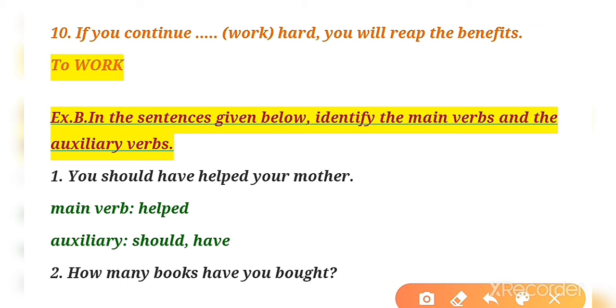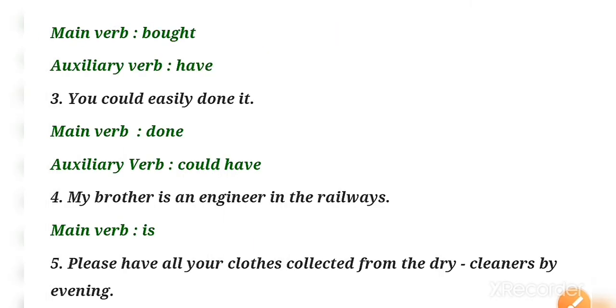So children, here we can see that there is should, that is a modal auxiliary, modal verb. Have is given, that have is also an auxiliary verb or helping verb. Then after, help is given as a main verb. So here we can say that the main verb is helped, auxiliary is should and have, because modal is also a part of auxiliary verb, as earlier we had studied it. Number 2, how many books have you bought. In the sentence, main verb is bought and auxiliary verb is have. Number 3, you could easily have done it. Main verb is done, auxiliary verb is could have.